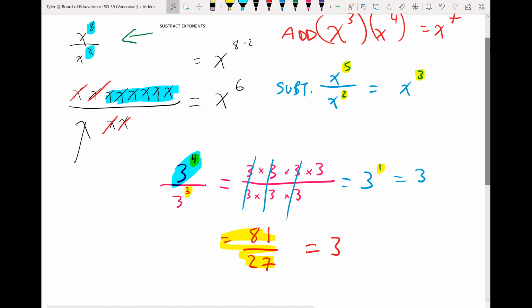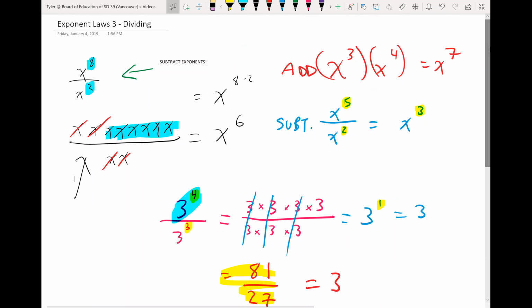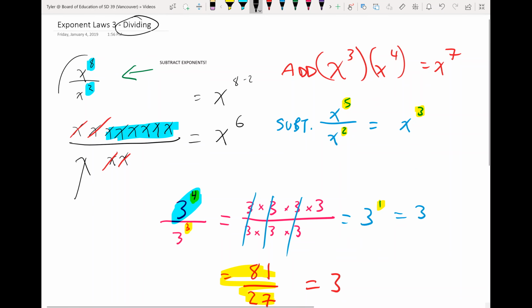In this case, the lesson we learned was that when we have dividing, like x to the 8 divided by x to the 2, we can cancel out some of those exponents, and it's just subtraction. So x to the 8 minus 2 gives us x to the 6 as our final answer. That's it.